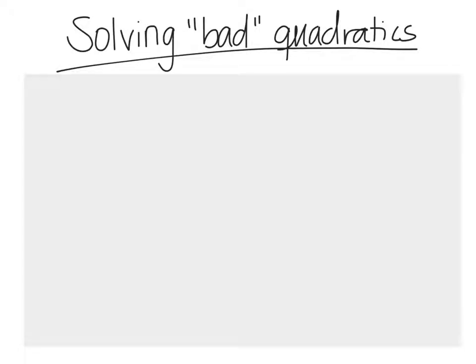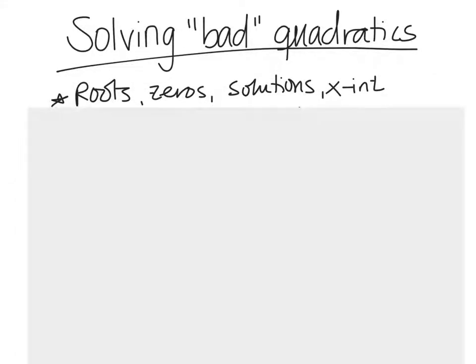Okay, so our lesson today is on solving what I'm going to call bad quadratics. The easiest way to solve any quadratic, and let's remember what solving means. To solve means to find the roots, zeros, solutions, or x-intercepts. That's what it's going to mean to solve. The easiest way to do that, if we can, is to factor.